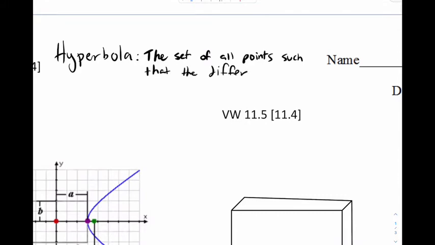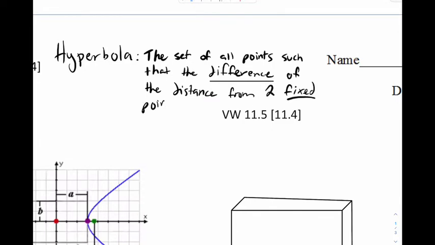the difference, so notice how it's subtraction now, whereas an ellipse was the sum. This is the difference of the distance from two fixed points, and again that's going to be your foci, is constant. So again, that's the pure definition of a hyperbola.